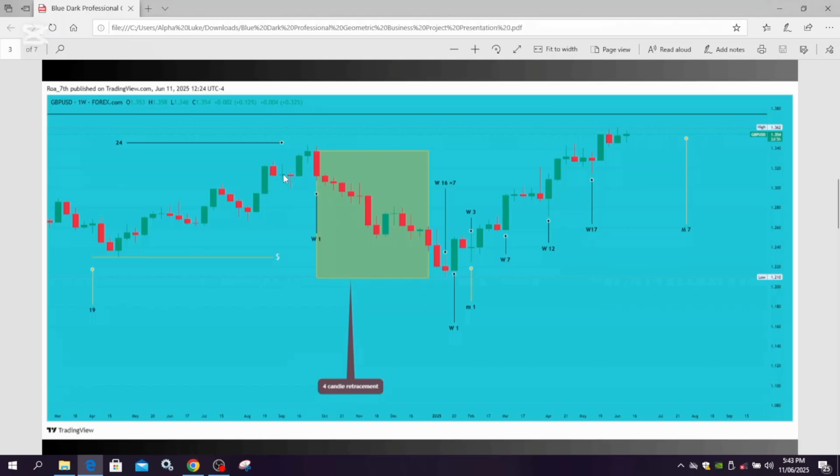1 2 3 4 5 6 7. 7 is aligning with 24, and so thus we can actually say that this is a point of decision, or decision point. And this decision point helps us to understand that a market flow is about to end, and then a new gear has been shifted and another flow is about to come in.